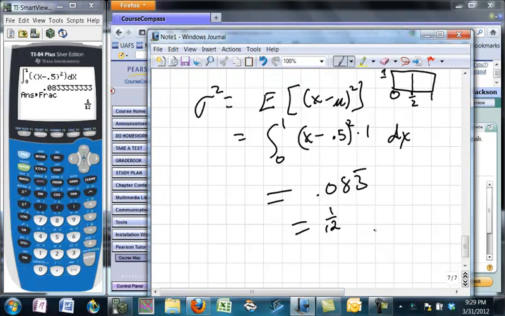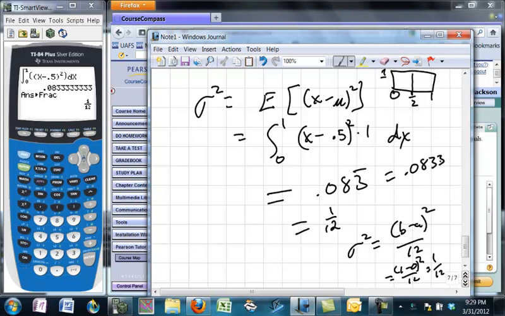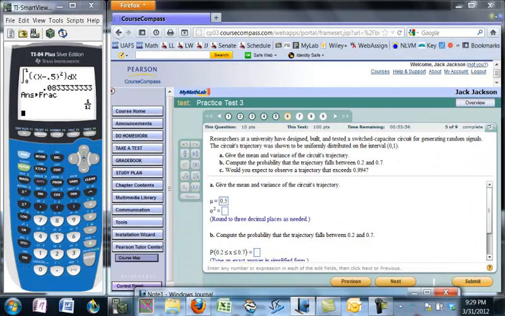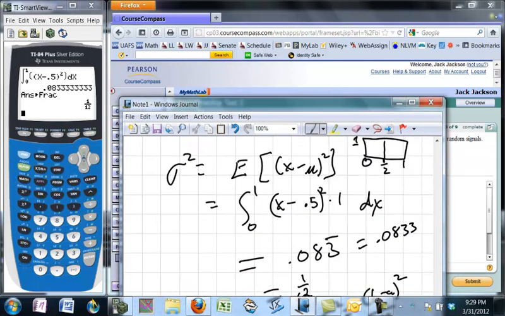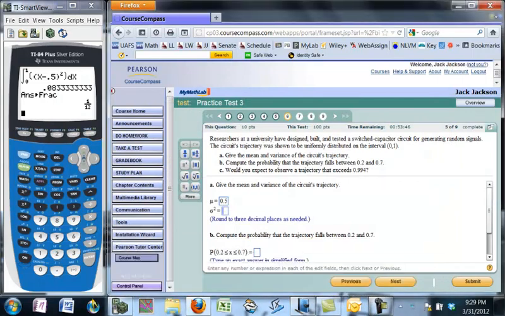Okay, we also may remember the shortcut formula. The variance is b minus a squared over 12. Well, the b minus a is 1, so that's 1 minus 0 squared over 12, which is 1/12. But we need a decimal. 0.0833. How many decimal places do we need here? It doesn't say. Oh, there it does. 3 decimal places. 0.083. Okay, good.